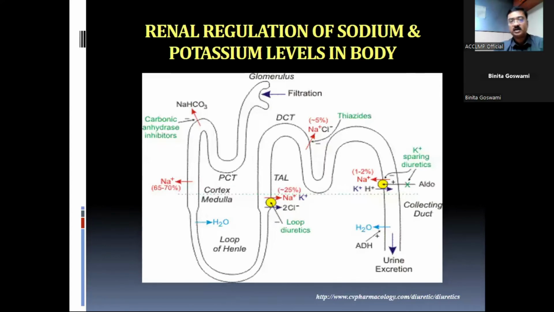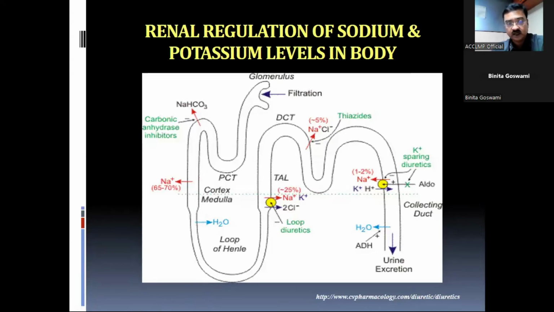Now, this is the renal regulation of sodium and potassium levels in the body. Unfortunately, it will take a huge time if I consider talking about all these things. But due to all these problems, I lost the majority of time over here. So I'll go through it very fast. From the glomerulus up to the distal convoluted tubule, there are lots of areas where sodium and potassium conservation and secretion take place.